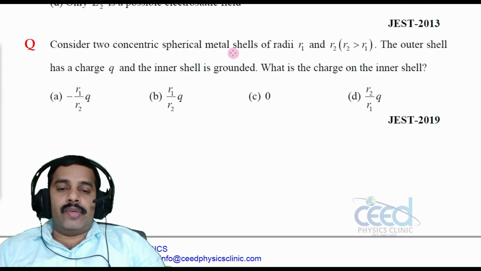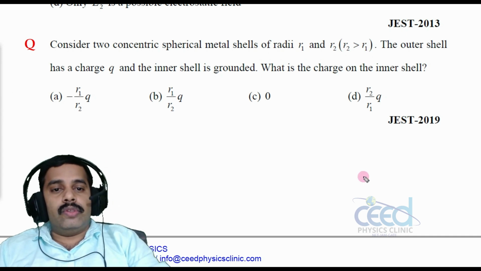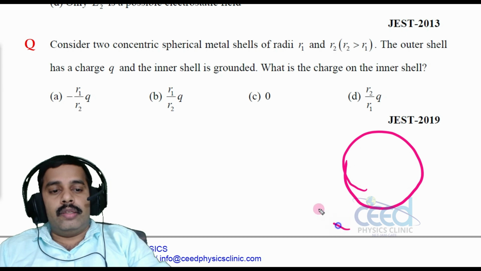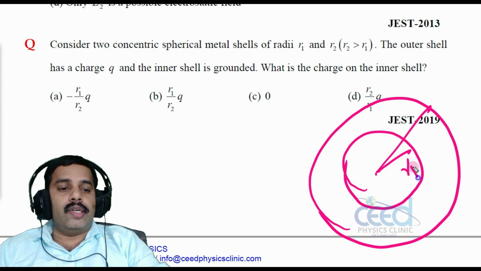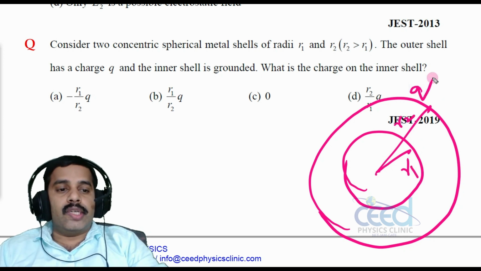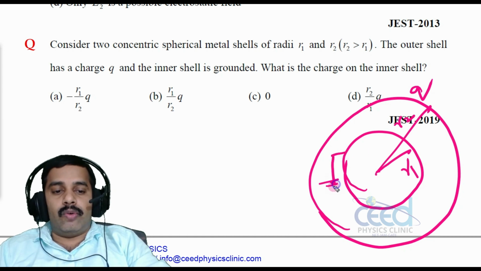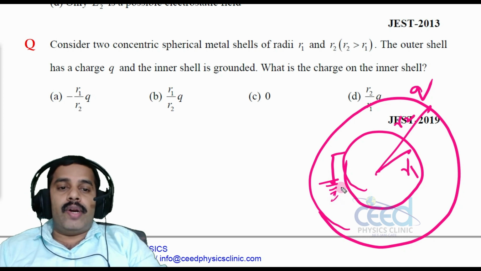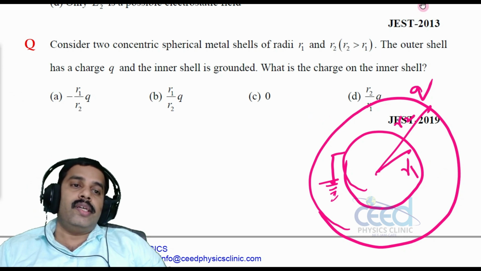Consider two concentric spherical metal shells of radii R1 and R2, R2 greater than R1, right? So we have concentric metal spherical shells. This is R1 and this radius is R2. The outer shell has a charge Q, and the inner shell is grounded. So what is the charge on the inner shell? That is the question.